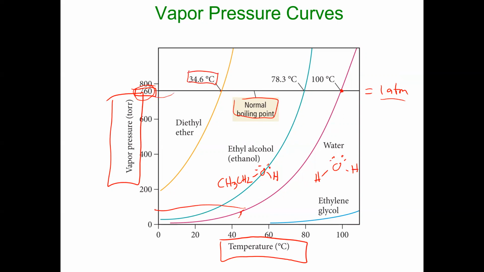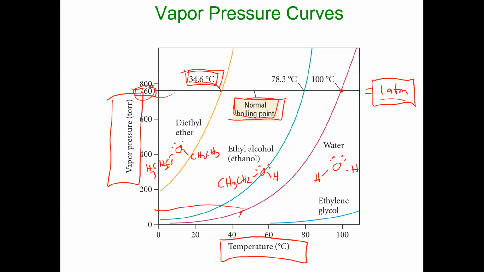You only need 34.6 degrees Celsius. It has a lower boiling point because diethyl ether is only polar. I'll draw it this way. It's only polar, so it can't hydrogen bond. So it has a much weaker intermolecular force, so it vaporizes much easier, and it's a lower temperature required to reach a vapor pressure of 1 atmosphere, which is actually what we call the normal boiling point.